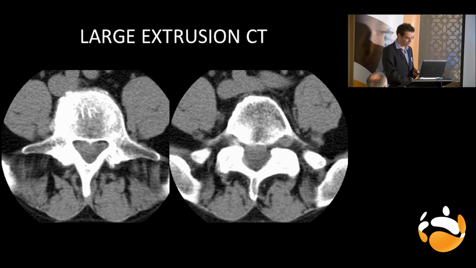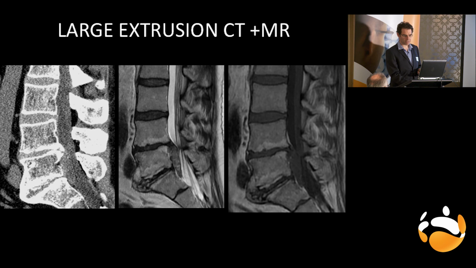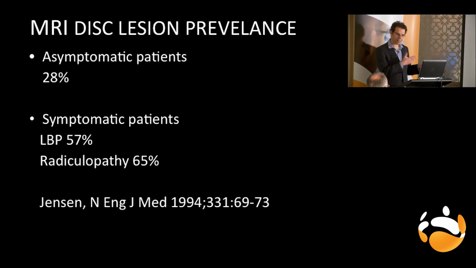Here's a CT showing a large disc extrusion, which is hard to see, but then the same patient with the MRI, you can see here's the disc, while here it is on the CT. So it's just this ability to differentiate CSF from disc that helps us. Here's also the CT, a sagittal image, here's a T2 and a T1. As Tim has alluded to, discs are very common, and we know that if we image asymptomatic patients, this was a study showing 28% would have a disc lesion, but they are increased in symptomatic patients.